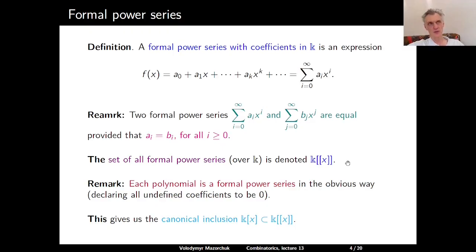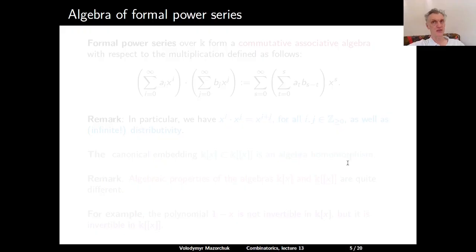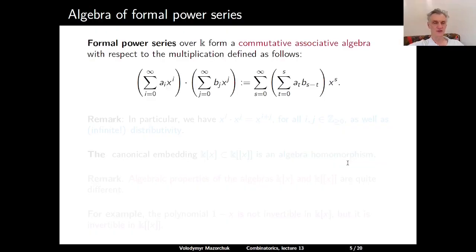So polynomials are also power series where we only have finitely many coefficients which are not equal to 0. So they are finitary power series. Similarly to polynomials, we can define multiplication on power series. So formal power series over K form a commutative associative algebra with respect to the multiplication, which is defined by the same formula as for polynomials. We just delete the upper bound for the coefficient.